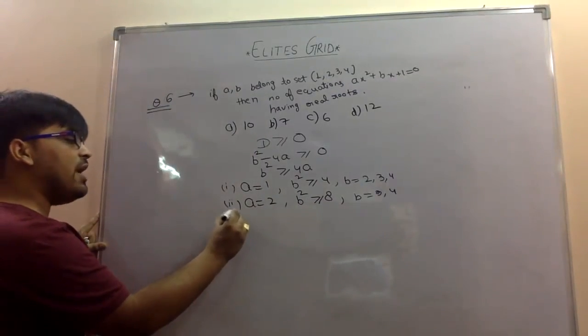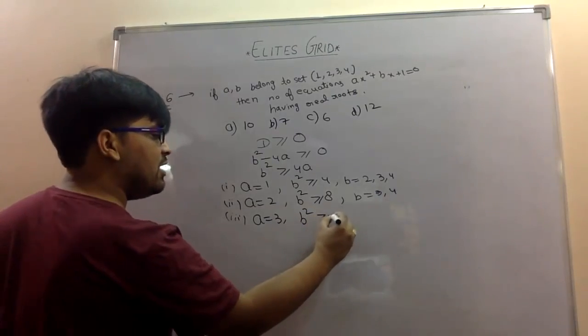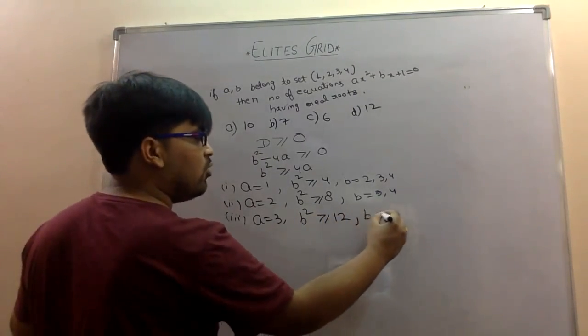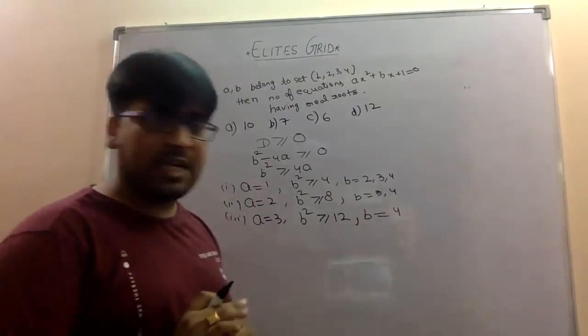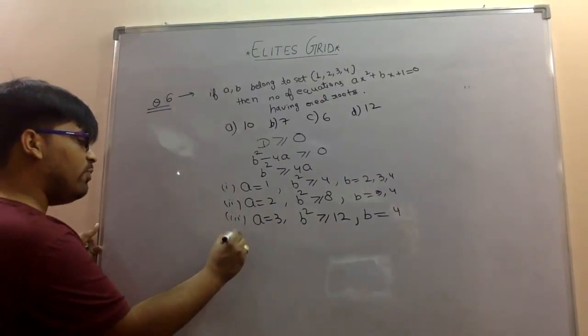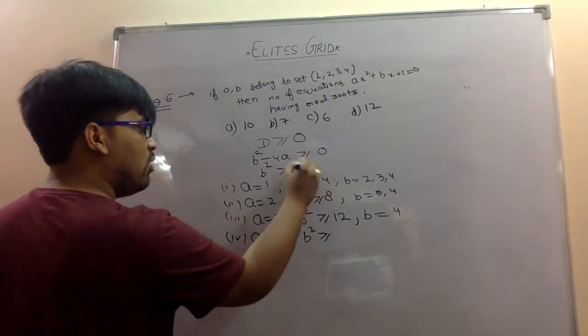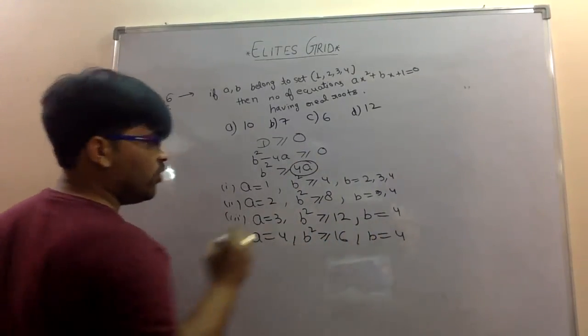Then you will move to A is equal to 3 part. When A is equal to 3, b square will be greater than or equal to 12. B square is greater than or equal to 12, so केवल B is equal to 4 will satisfy. Then you will move to A is equal to 4. When A is equal to 4, b square is greater than or equal to 4 into 4, that is 16. So which value of B satisfies? B is equal to 4 will satisfy.